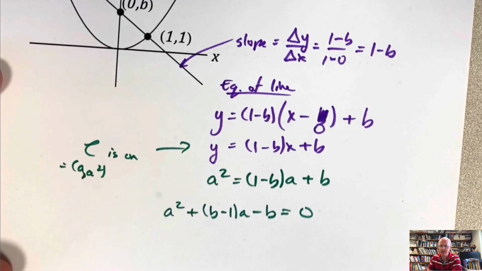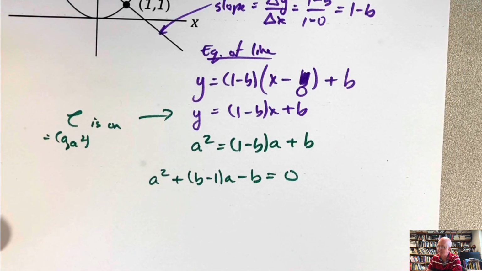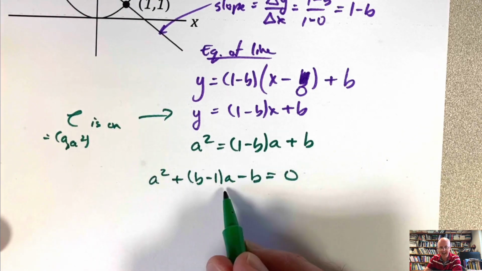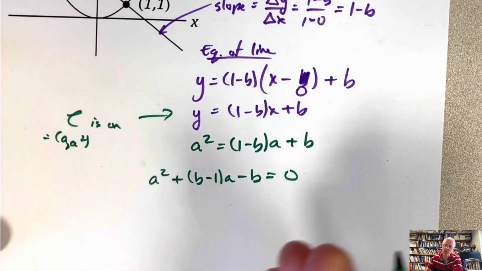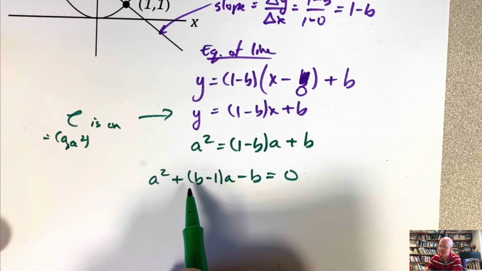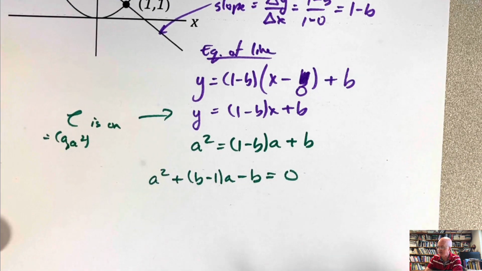Here's how to get 0 on one side. I subtracted b from both sides. I also subtracted this from both sides, which is the same as adding that. Subtracting 1 minus b in parentheses times a is the same as adding b minus 1 in parentheses times a. Can't really factor that, it seems. So what do I do?